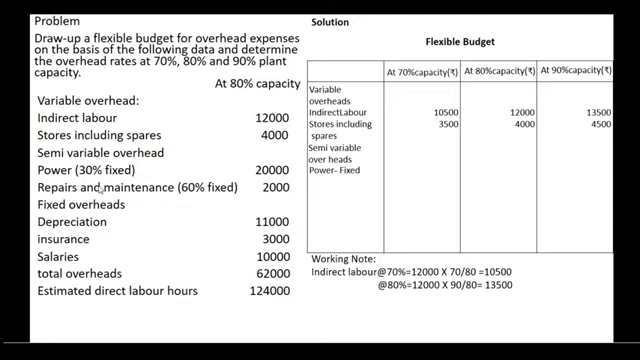The 70% is variable. So for the 80% capacity, the 20,000 into 70 divided by 100. Then the amount is 14,000 rupees.